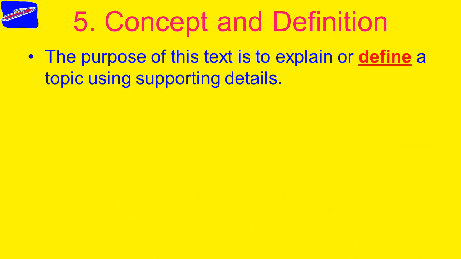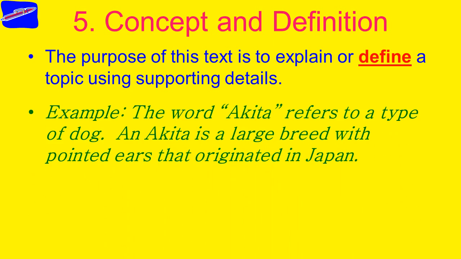The purpose of something written using this internal text structure is to explain or define a topic using supporting details, and it's actually very similar to listing and enumeration. With concept and definition, though, we start off with a definition and then explain things that go along with that definition.